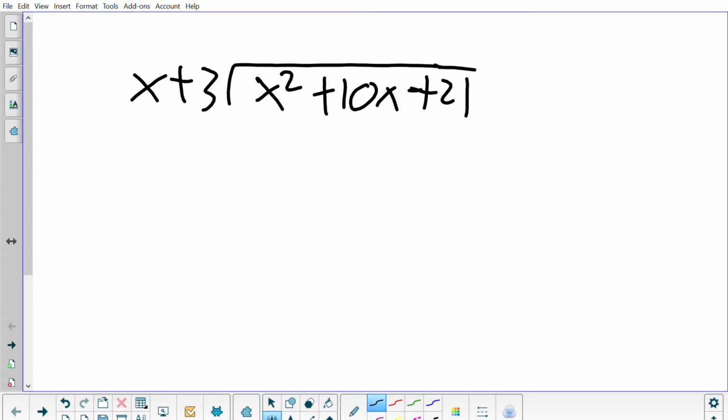Hey guys, we're going to talk about dividing by polynomials. Some of your teachers might call this synthetic division. What we're going to do might take a little bit longer to get to the answer, but it'll get us the answer the correct way every single time without question.